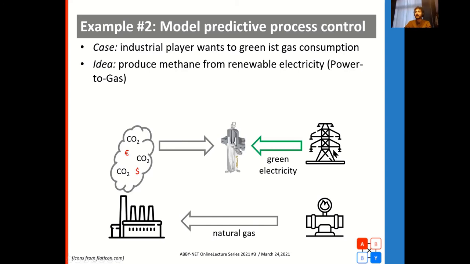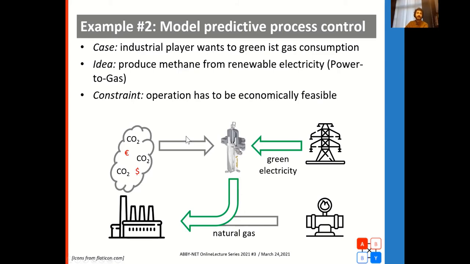So basically, they're deciding to buy a reactor and put it on site. With this reactor, they can purchase green electricity from the grid. They can produce hydrogen, and with the CO2 they're emitting, produce renewable methane. And with this methane, they can replace the natural gas they formerly bought from the gas grid. So now they have two different ways of getting their gas demand fulfilled. The one is still purchasing natural gas, and the other one is to buy green electricity and produce the green natural gas themselves.